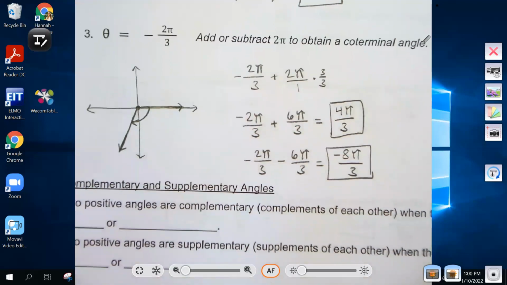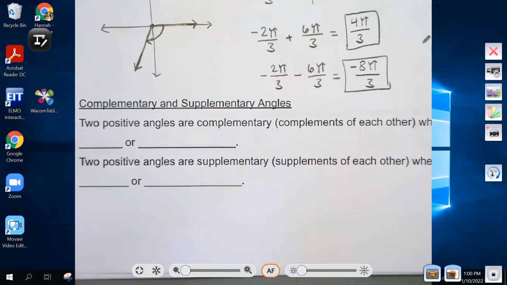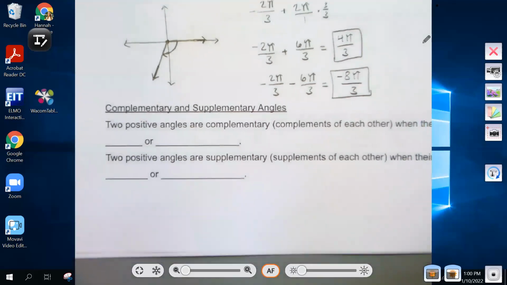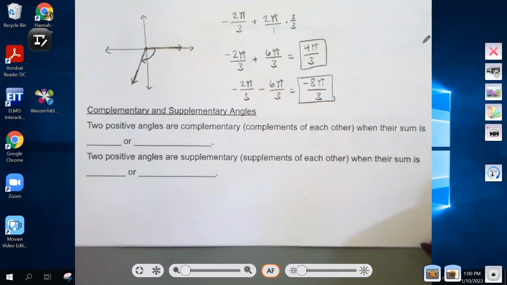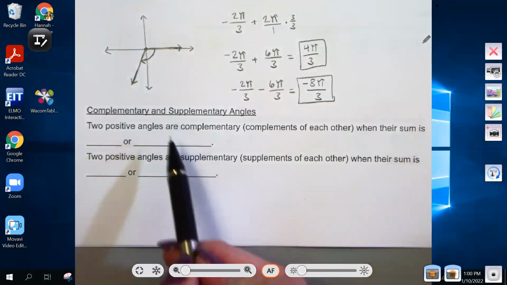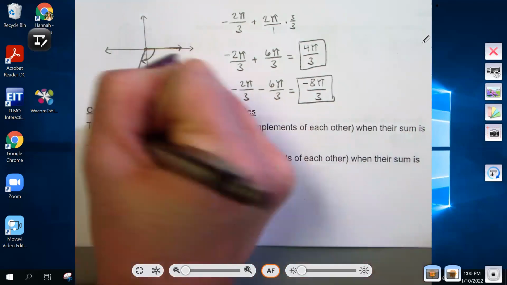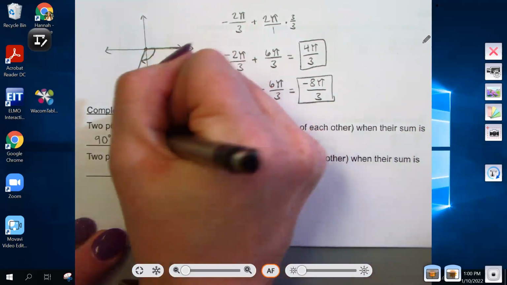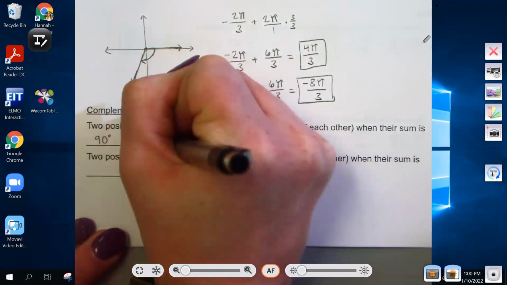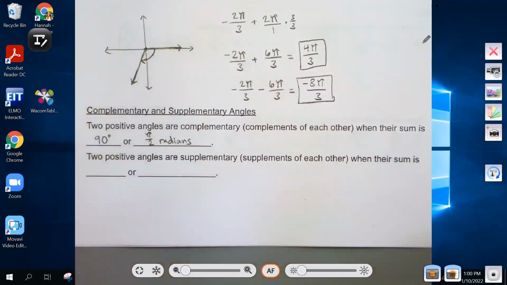Okay, let's continue on and look at complementary and supplementary angles. I think this should be something that you've at least seen before in geometry. So 2 positive angles are complementary, or complements of each other, when their sum is 90 degrees. So 2 positive angles add to be 90 degrees. That means they are complementary. 90 degrees in radians is pi over 2. So 90 degrees or pi over 2 radians.